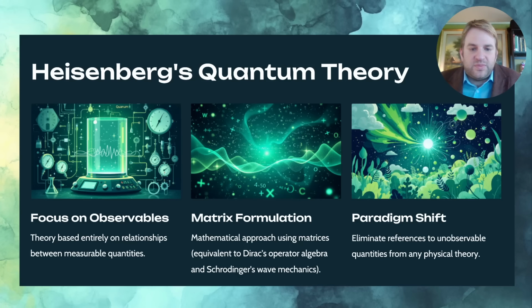The consequence was the formation of new matrix mechanics, a mathematical approach that was later confirmed to be equivalent to an operator algebra developed by Dirac and, of course, Schrodinger's famous wave mechanics. And this ultimately resulted in a major paradigm shift in the thinking of physicists and certainly the founders of quantum mechanics, who didn't know what to make of it at first, by eliminating references to any unobservable quantities from physical theories.